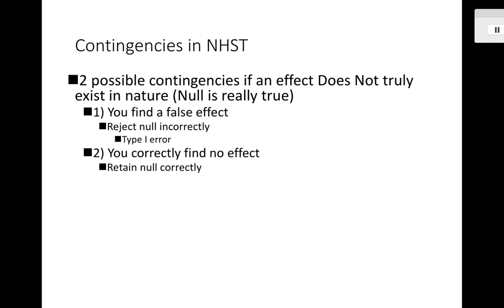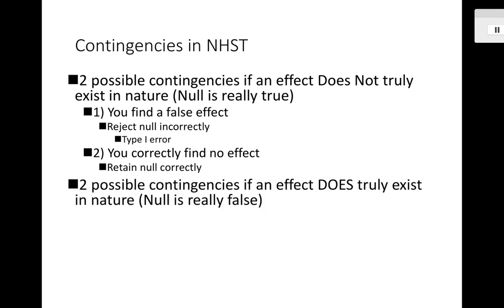Contingency number 2 is that if the null hypothesis is true and you correctly identify that there is no effect, in other words, your statistic lands outside the region of rejection, it falls short of the critical value, then you've retained the null hypothesis correctly. Those are your two possible contingencies if an effect does not truly exist in nature.